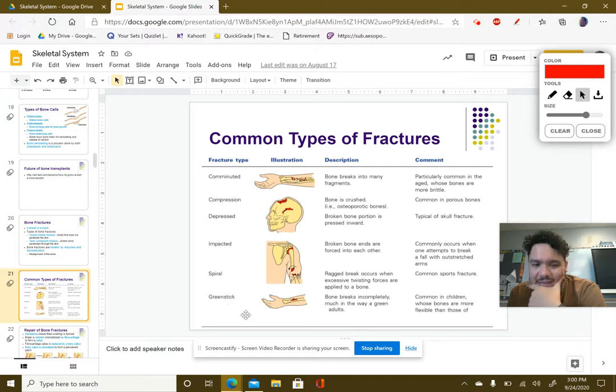Finally, green stick. Green stick is named this way because it's like a twig that you snap and you still see the parts of it still attached to it. It's an incomplete break. This is most common amongst children. So if you've ever had a fracture when you were younger, it might have been a green stick fracture.